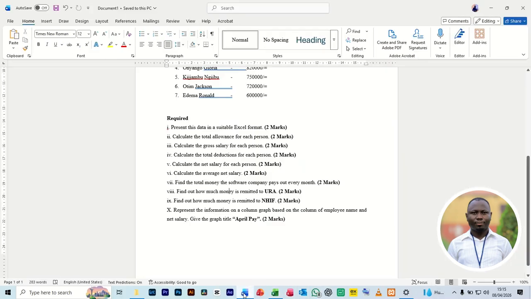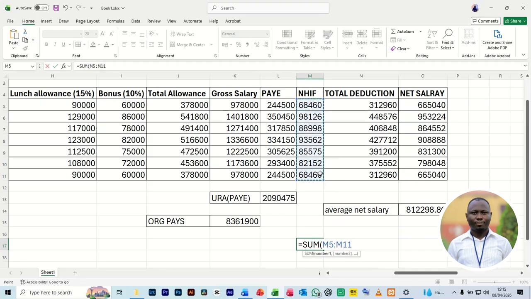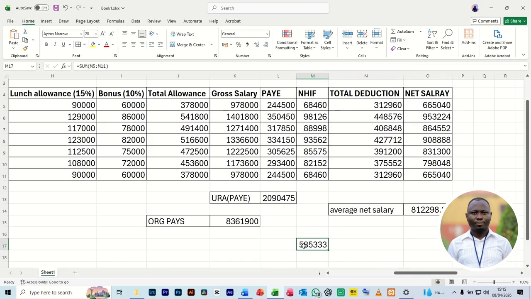Then we come to this question here, which is saying find out how much money is remitted to NHIF. Okay, we also have that section which is here. For that, I'm going to calculate it down here. I'm going to say equal sign sum, open bracket, then I sum up all this, I close my bracket, hit enter, and I see the amount. So this is paid to NHIF. I click OK. After clicking OK, that is what I have so far.